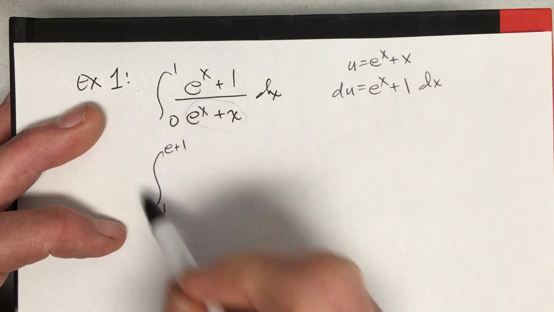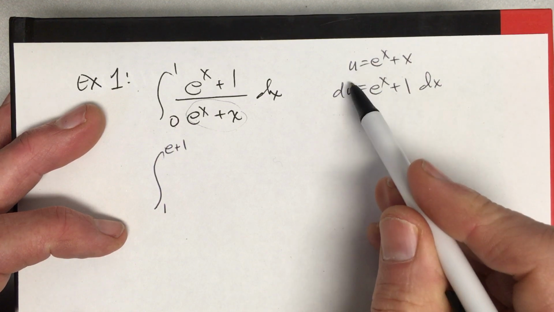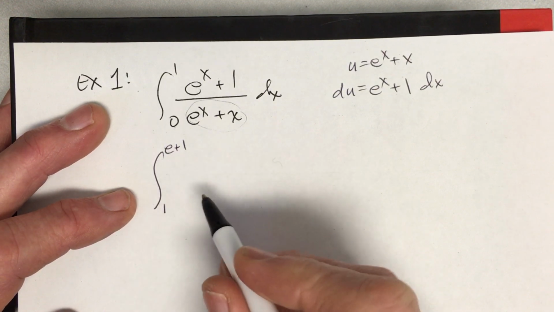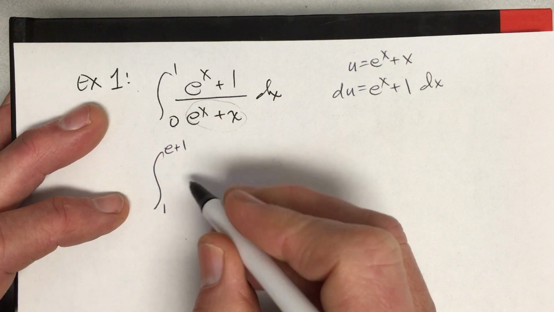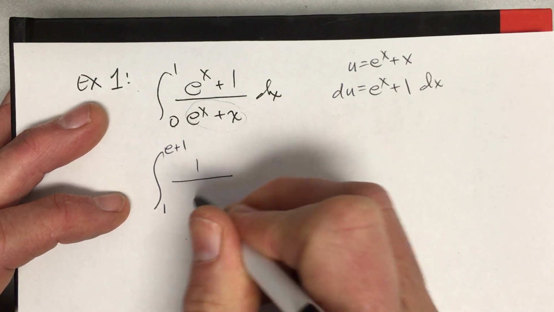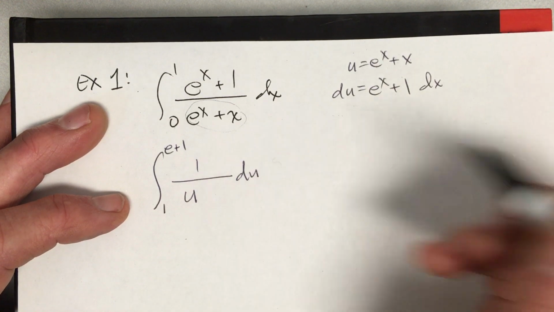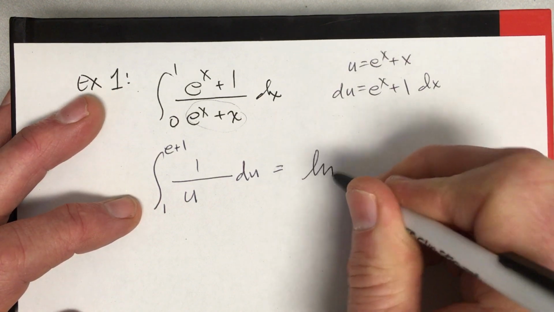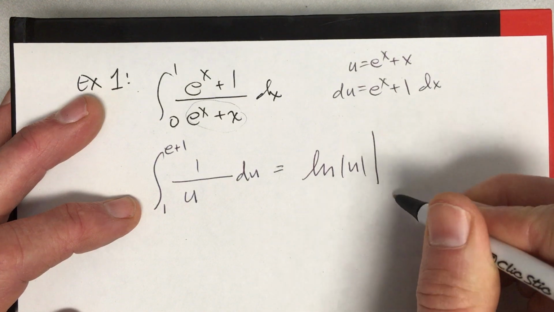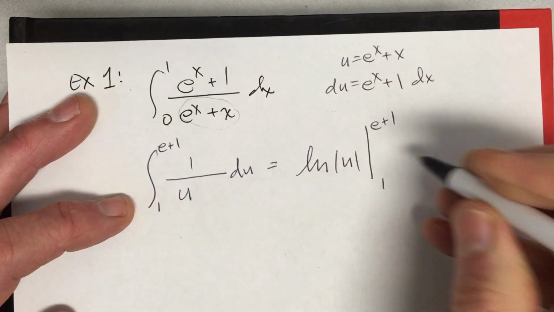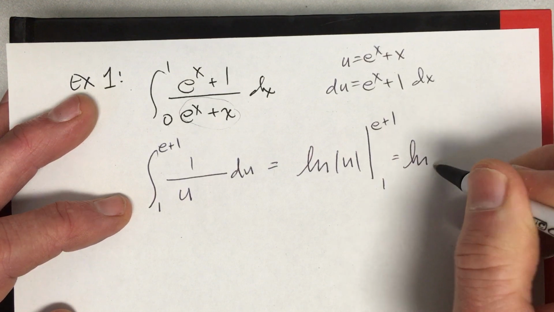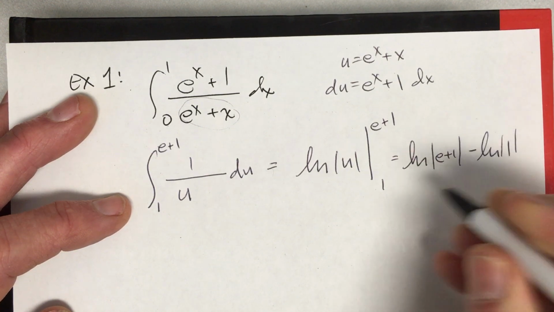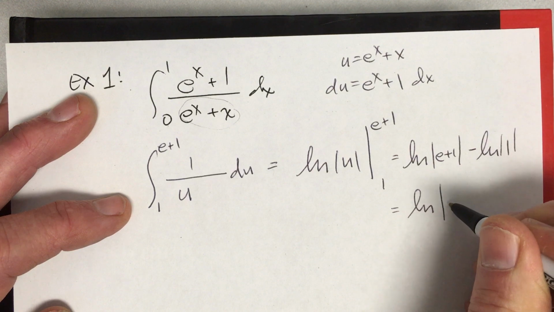Now you can keep it all in your subbed form, in your u form, or you could sub back if you wanted to. Some people prefer doing it that way because they wind up with something that they may feel is more complicated. But you'll see it does not make any difference. Both will be correct. So this then becomes 1 over u du. And this then, when you integrate it, is the ln of u evaluated from 1 to e plus 1. And then that's going to be the ln of e plus 1 minus the ln of 1, which is 0. So the answer is the ln of e plus 1.